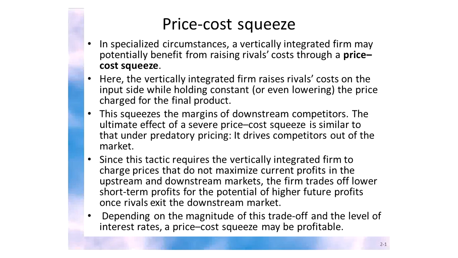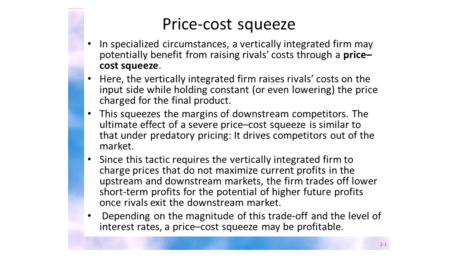And second, the price cost squeeze. In specialized circumstances, a vertically integrated firm may potentially benefit from raising rival costs through a price cost squeeze. So here, the vertically integrated firm raises rival costs on the input side while holding constant the price charged for the final product. This squeezes the margin of downstream competitors.